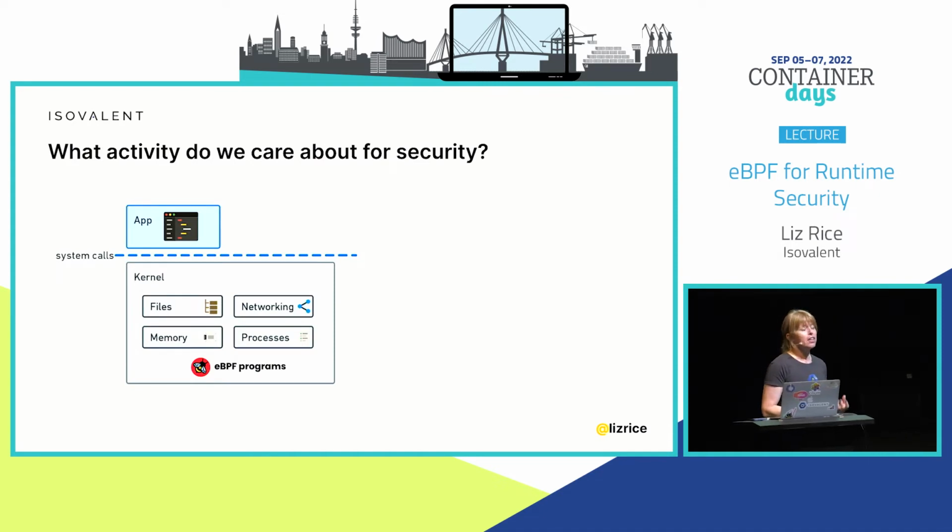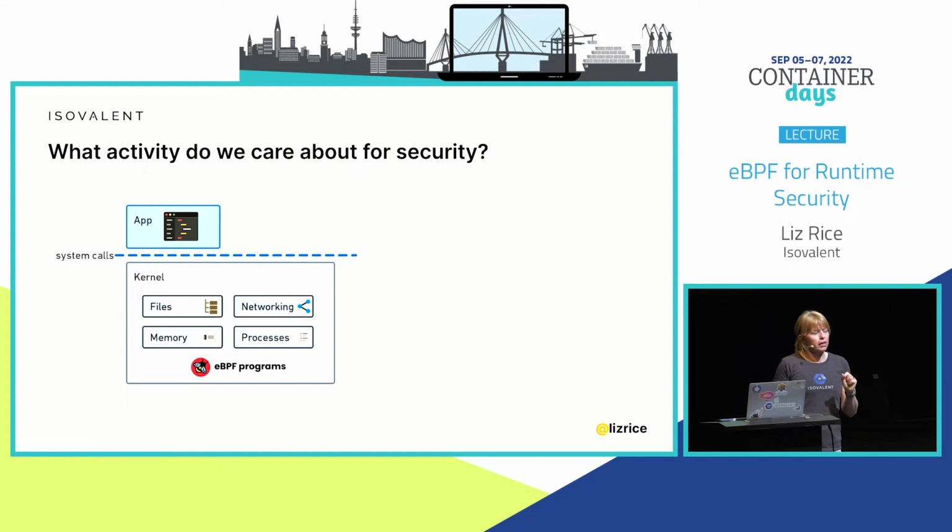The kind of activity that we care about for security, runtime security in particular, is all the things that interact with hardware. We care about file access. We care about whether this particular application is allowed to write to that file. Is this application making the network requests that we expect? Or is it connecting to some cryptocurrency mining pool, which would be suspicious?